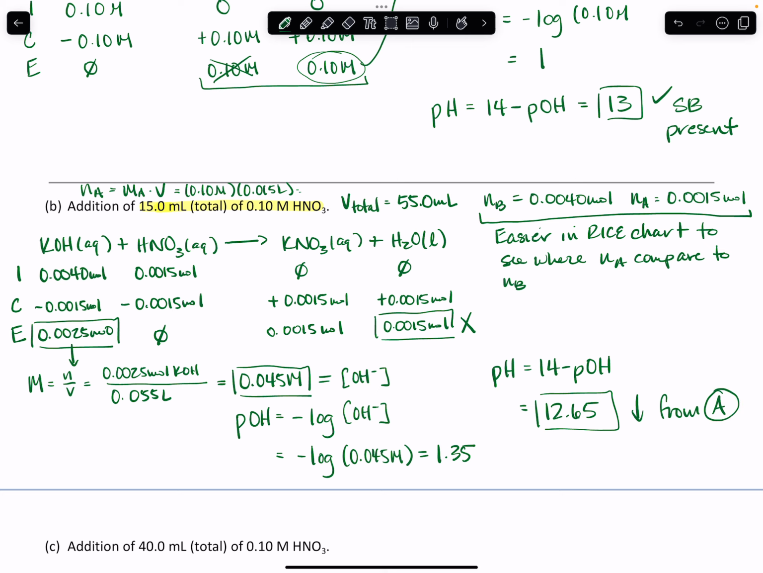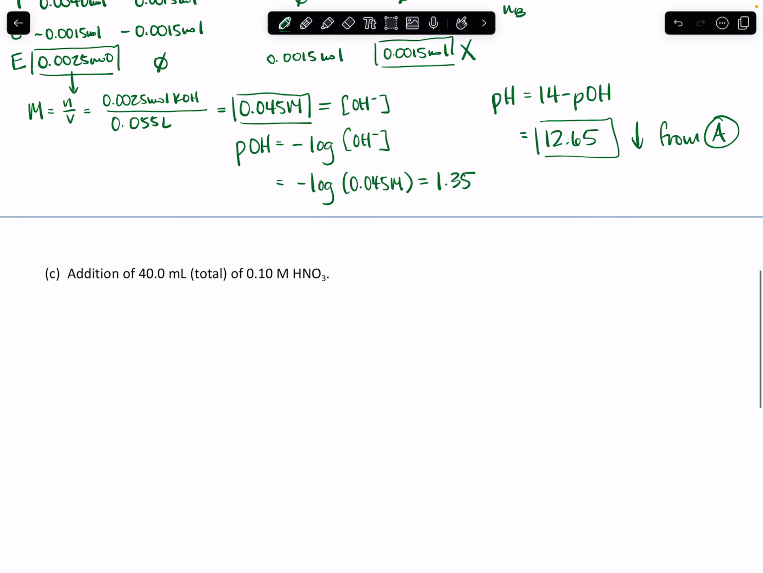So our pH has decreased from what we calculated for A, which is reasonable because we have used up some of our base. We have less base present than we did in part A. So we should see a slight decrease in that pH value as it becomes a little bit less basic. So that is a very reasonable answer. All right, let's move on to part C.